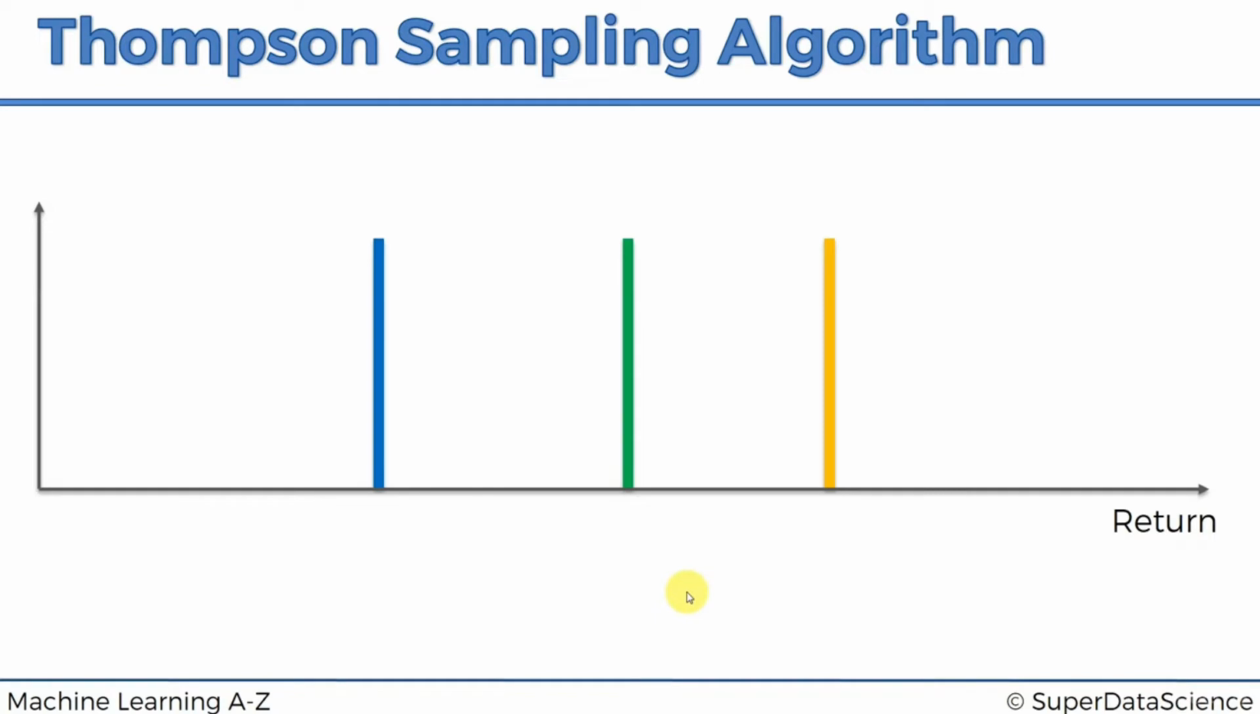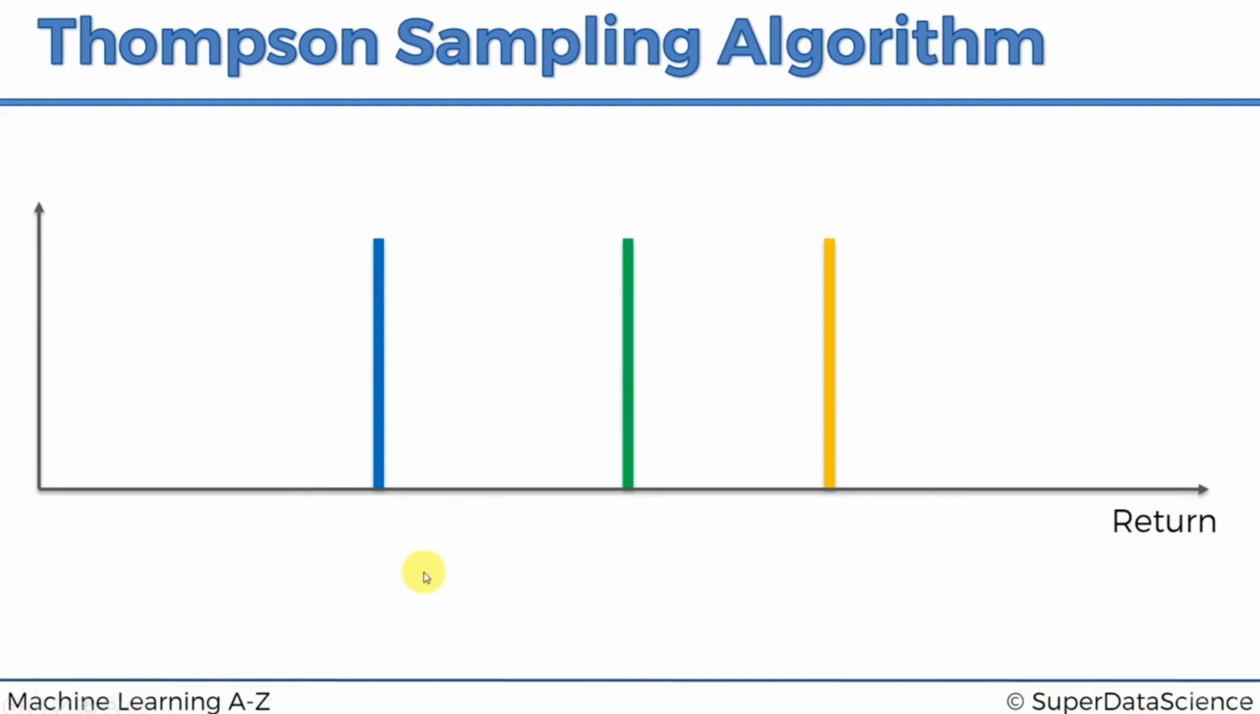And then the same thing applies for 5 or 10 or however many machines that you'd be looking at. So here we've got the return, and these vertical lines, just like in the case of the upper confidence bound, we had the horizontal lines. These vertical lines represent the expected return for each of the machines.